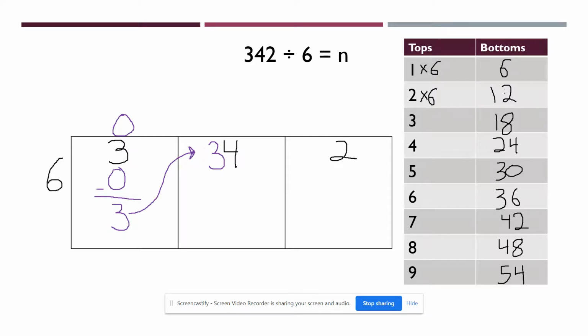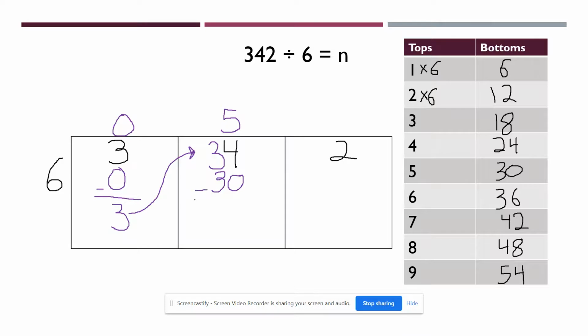If I look at my list of bottom multiples here, I'm looking for the number that is close to 34 without going over. 36 is the closest, but it goes over, so I'm going to go backwards to 30. 30 goes on the bottom, and the corresponding number with 30 is 5 because 5 times 6 is 30. So on top goes a 5.